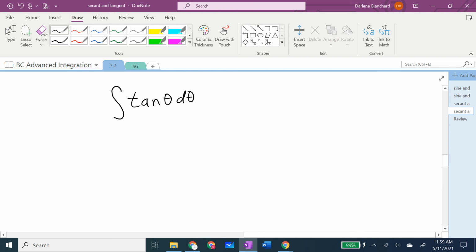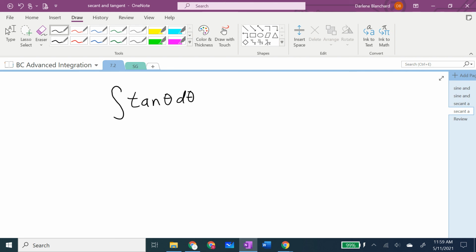Just going back, if there's an integral where tangent is to an odd power and secant is to an even power, is it choose either one? Correct. Yeah, if you see tangent with an odd power and secant with an even power, it's choose your own adventure. You can go either way. All right.